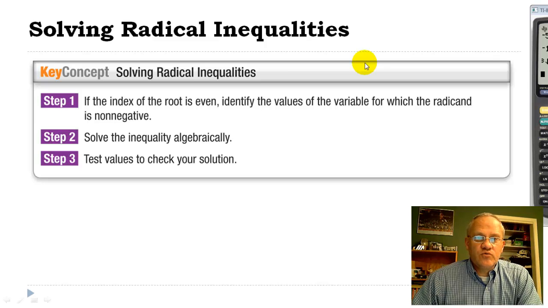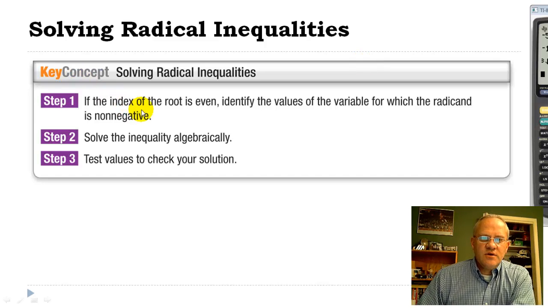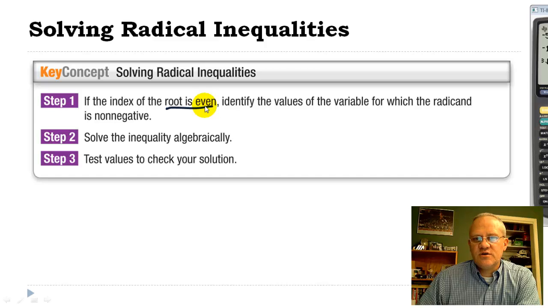All right, so radical inequalities, and pretty much with what we're going to deal with here, it's the first thing it says, if the index of the root is even. Pretty much everything that we're going to deal with here will be square roots, so they will be even.